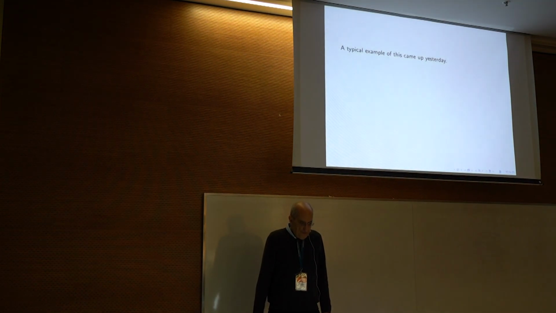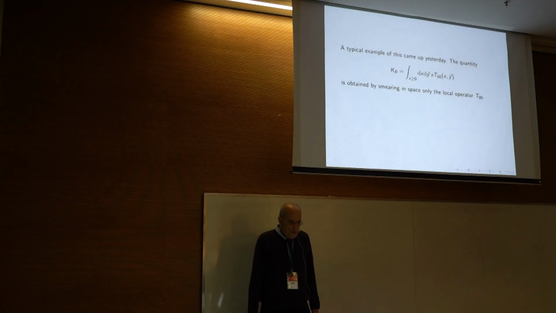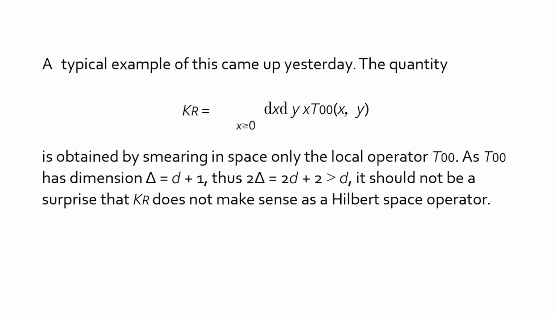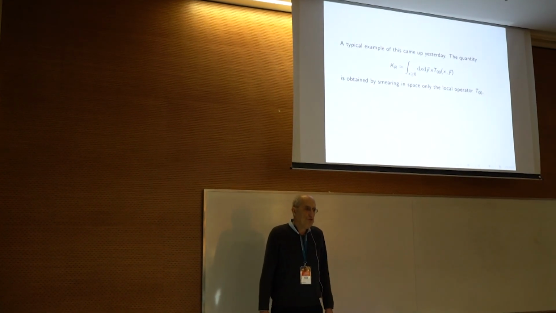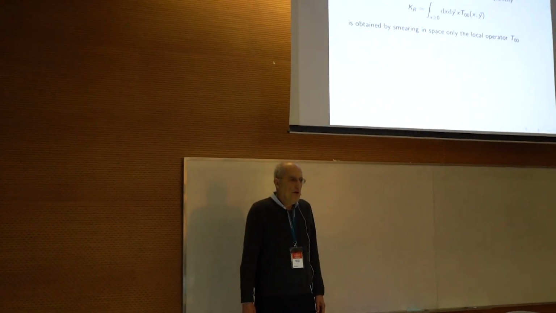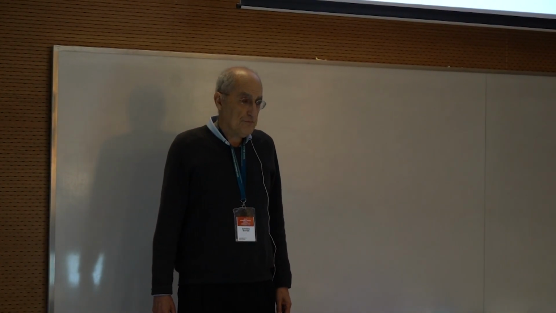Now, a typical example of this phenomenon came up yesterday. We ran into the Lorentz boost generator, but integrated only over the half space x positive. And I made the assertion that it wasn't well defined as an operator. This is a typical example of what I just said. In dimension d, T00 has dimension delta equals d plus 1. So 2 delta is 2d plus 2, which is bigger than d. So we shouldn't be surprised that K_R does not make sense as a Hilbert space operator.